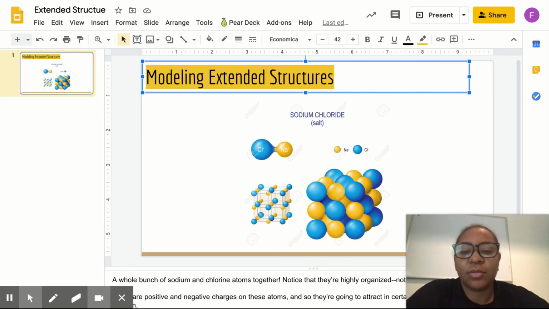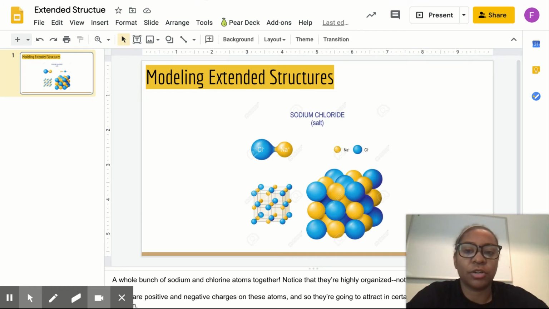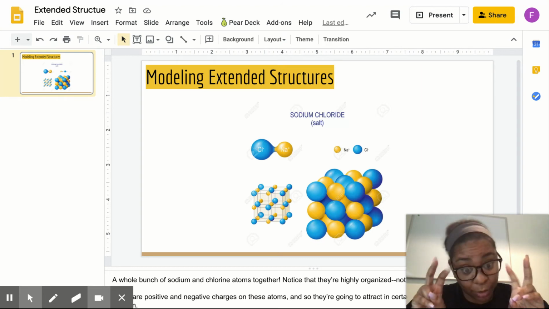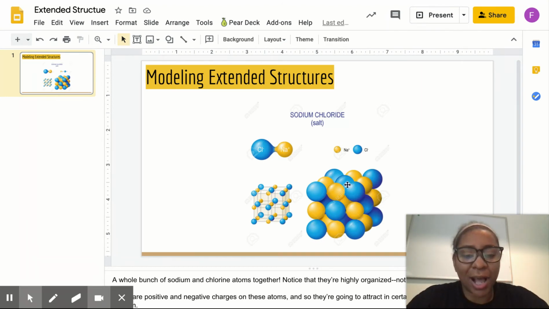Recall last class we talked about modeling extended structures. So here we have the extended structure for sodium chloride. At first glance, this really is a whole bunch of sodium and chlorine atoms together. Here's sodium in yellow, here's chlorine in blue, and it's a whole bunch of them together in this giant blob. However, when we look more closely at this giant blob, what we'll see is that they're highly organized.